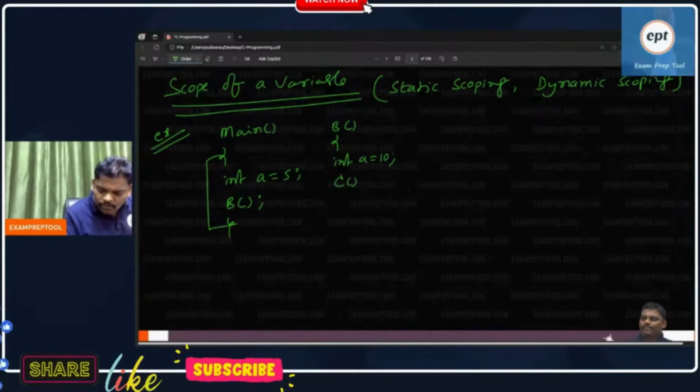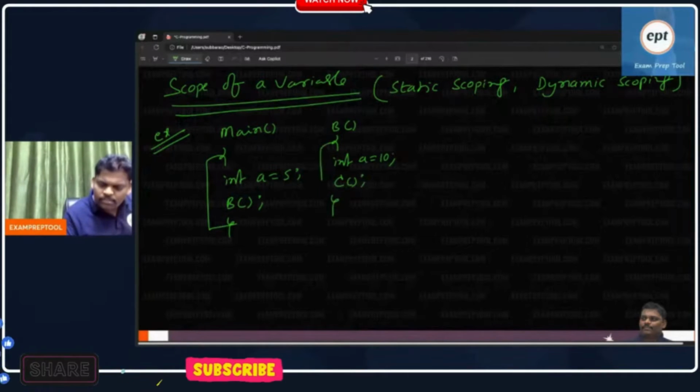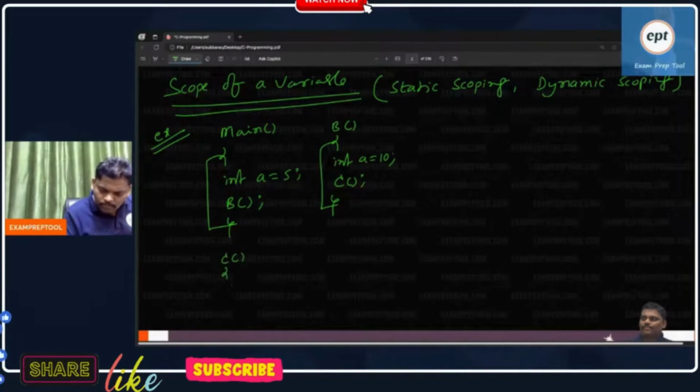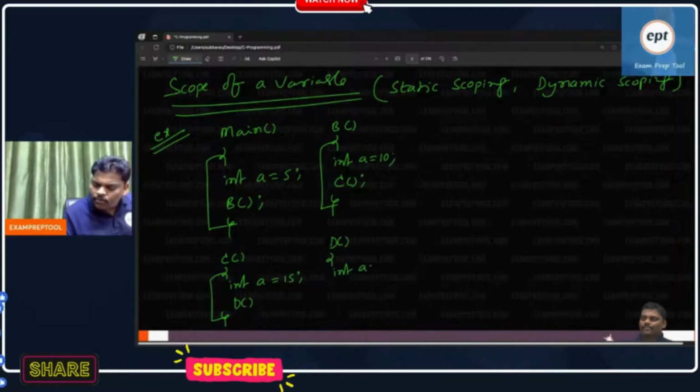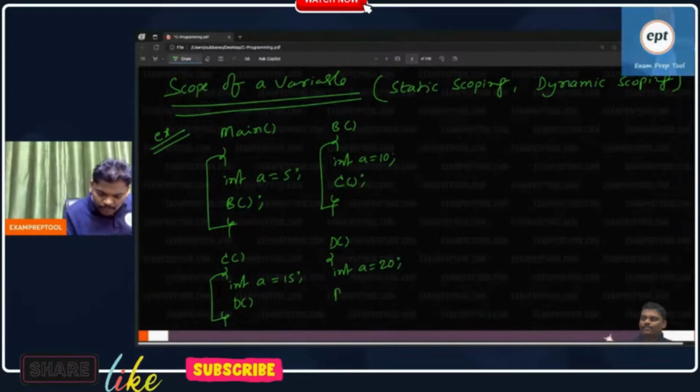C function call. Go to the C function. Int a is equal to 15. D function called. Go to the D function. Careful with this problem. Int a is equal to 20. Printf percentage d, a.